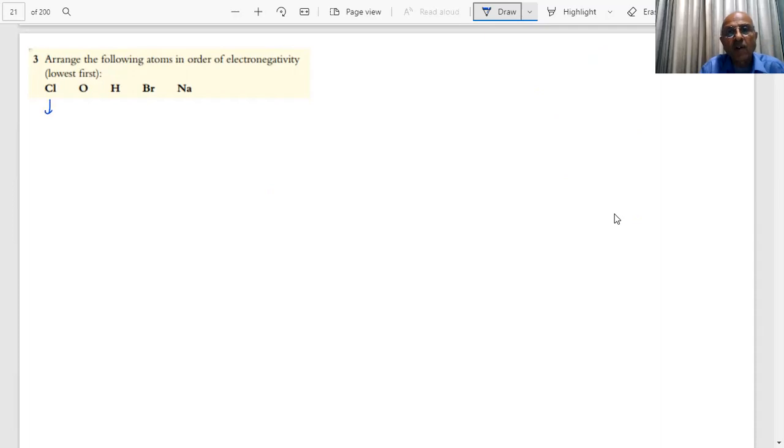Fluorine is 4. How do I remember? Fluorine is 4.0. And if I come to oxygen, then it becomes 0.5 less. 4.0 minus 0.5, how much is it? 3.5. How much did I give for hydrogen, students? 2.1. This is only a number, student.